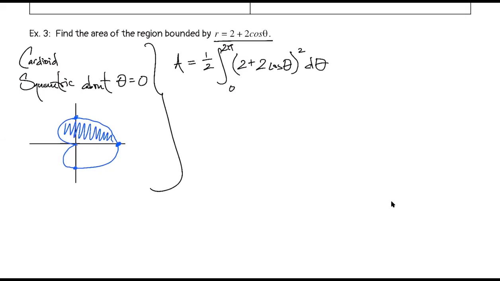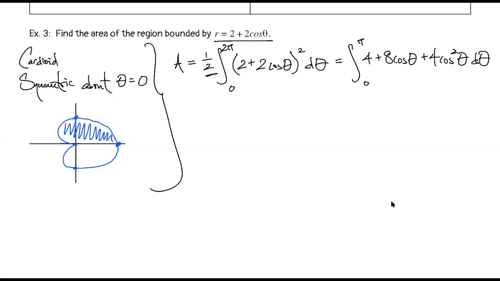And because the cosine cardioid is symmetric about theta equals 0, I can actually integrate from 0 to pi and then double it. That doubling cancels out that 1/2, so I don't have a coefficient that's a fraction anymore, which is kind of nice. And at the same time, I can FOIL. So I get 4 plus 4 is 8 cosine theta plus 4 cosine squared theta d theta.